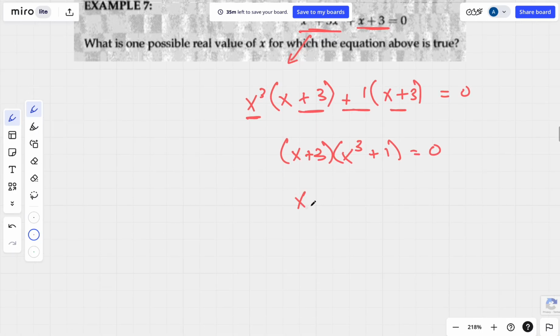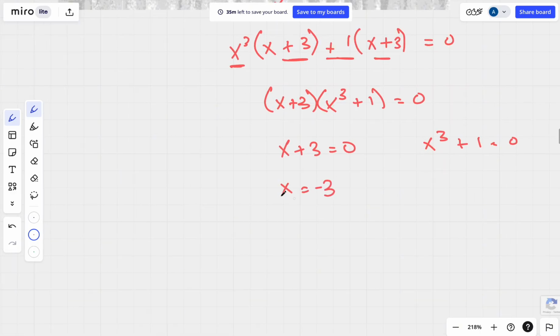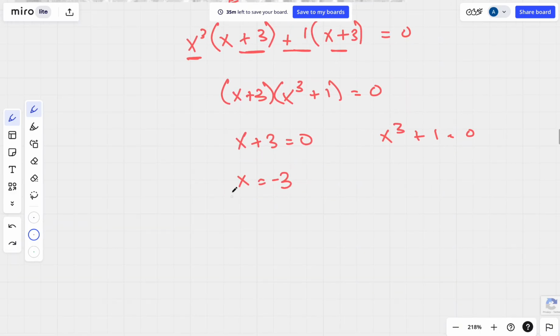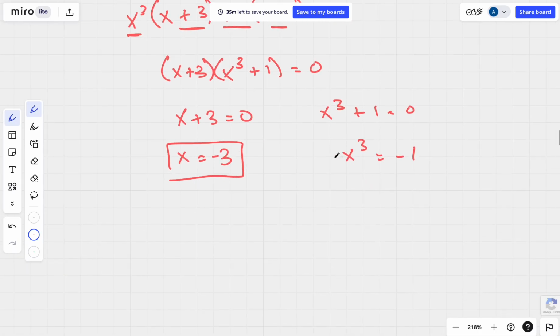We solve this, so x plus 3 is equal to 0, and x cubed plus 1 is equal to 0. x is equal to negative 3 for the first one, and in the second one, it's going to be x cubed is equal to negative 1, and then we find the cube root on both sides, cube root of this and the cube root of this. x is going to be negative 1. This cancels with this.